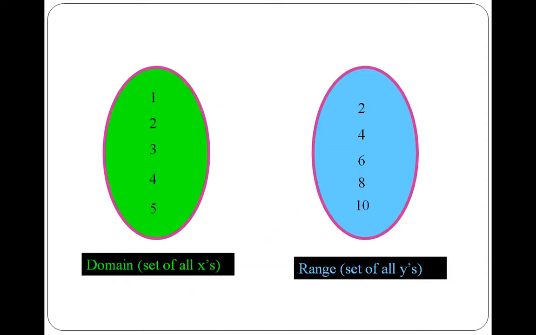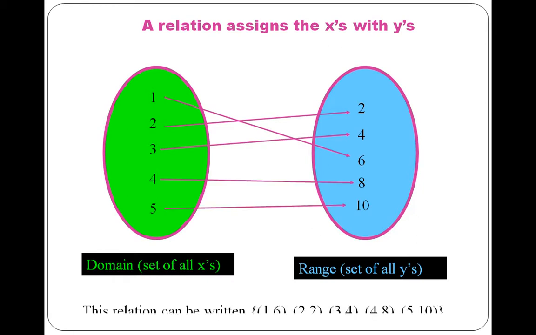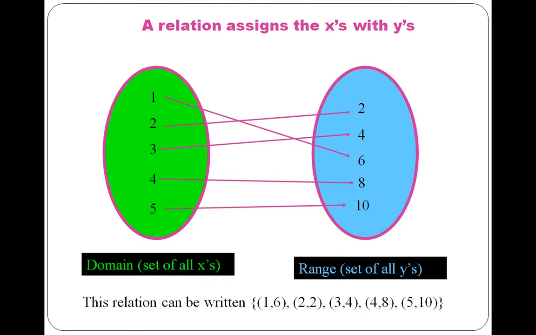Now let's look at this set of all x's and set of all y's. Notice that 1 is assigned to 6 here, 2 to 2, 3 to 4, 4 to 8, 5 to 10. This relation can be written as (1, 6), (2, 2), (3, 4), (4, 8), and (5, 10), because the green egg represents the x value and the blue egg represents the y value. Therefore, we can write it as a set of ordered pairs.